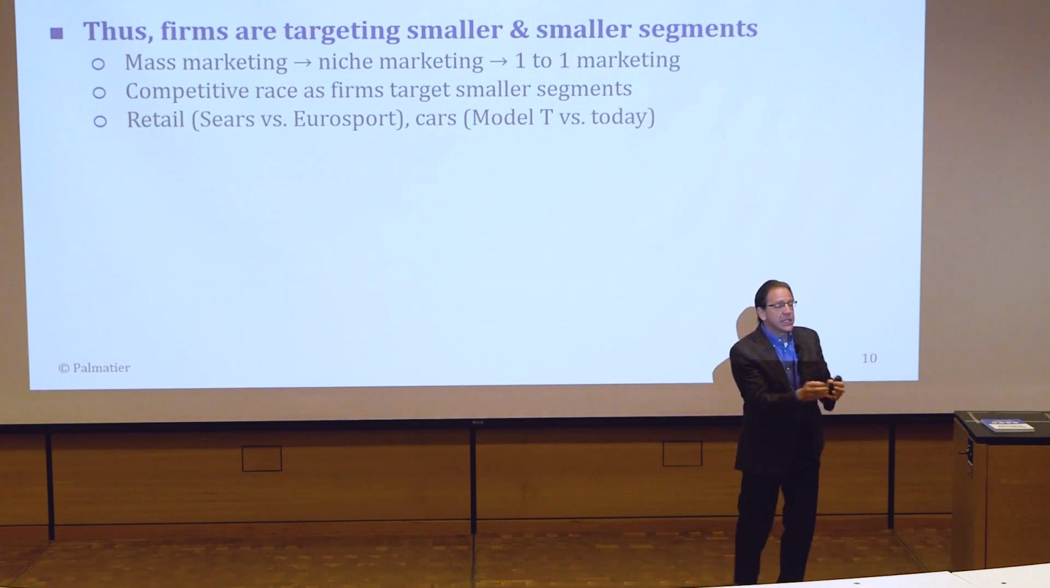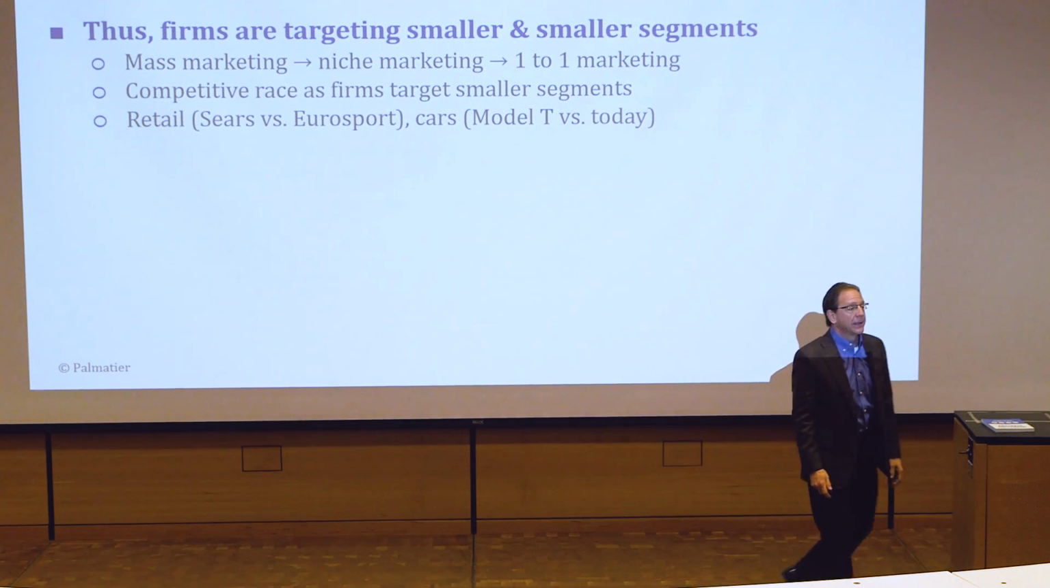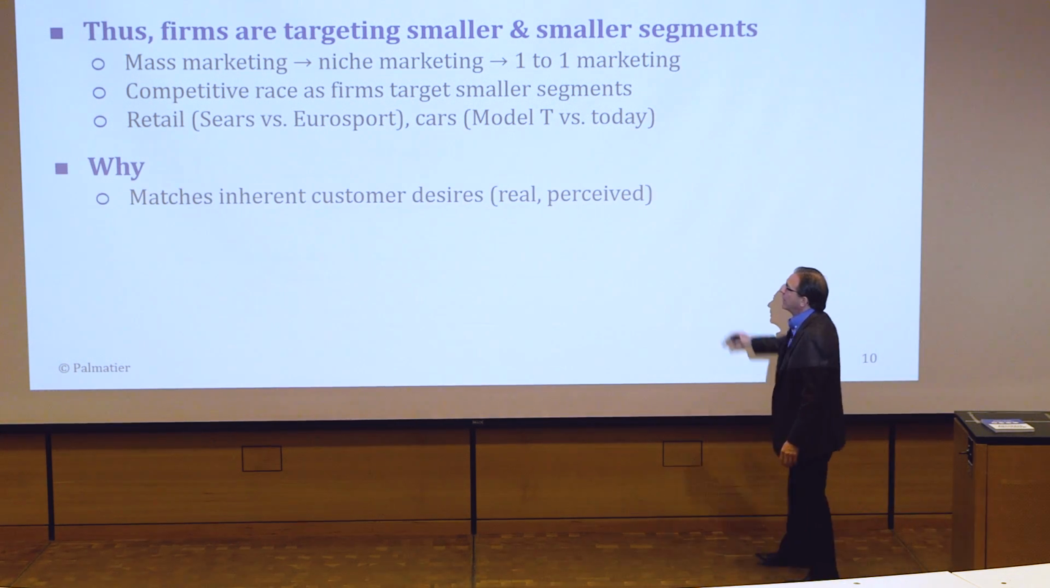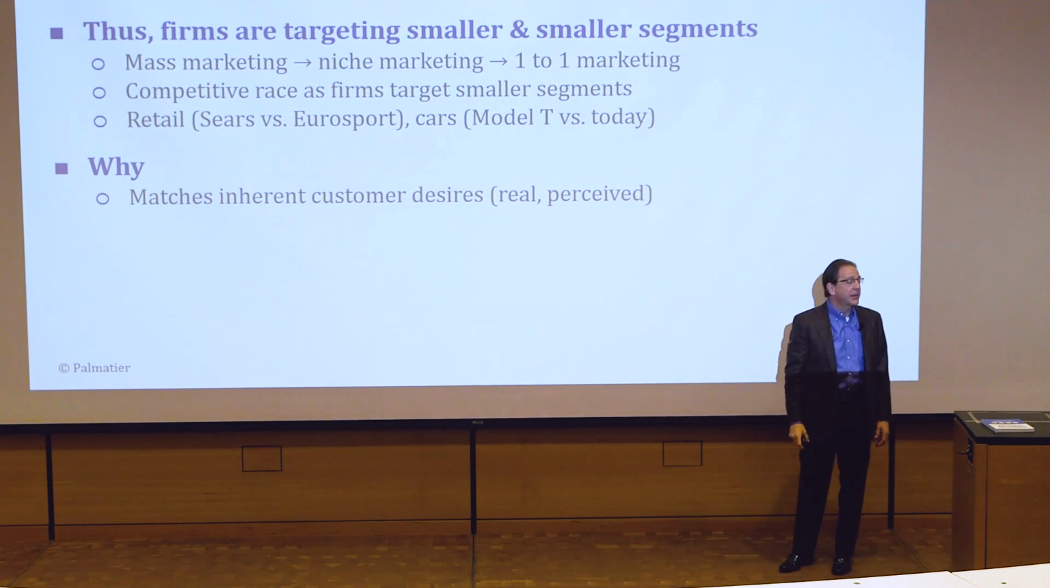People came out and targeted niche after niche till finally Sears had a big catalog and they weren't really competitive in hardly any of the markets. So why has this happened? Why are firms targeting smaller and smaller niches? Why is it very hard to be a mass marketer today?